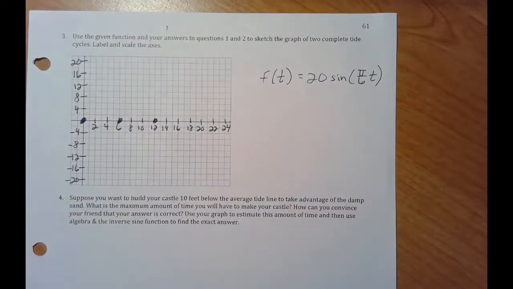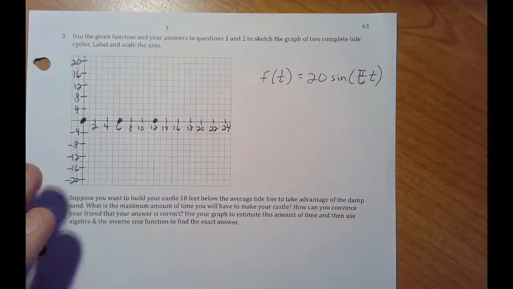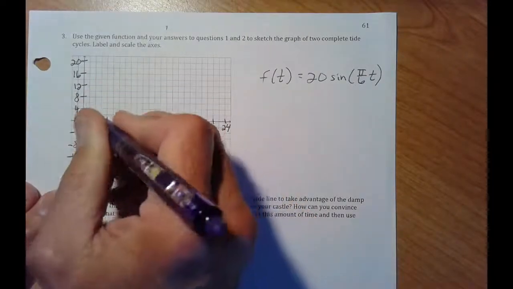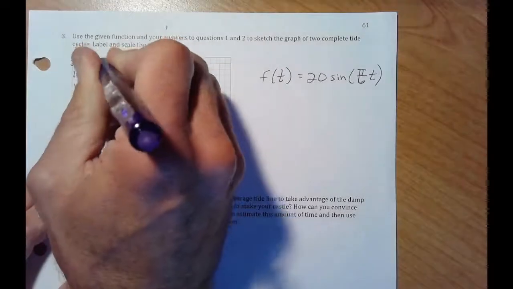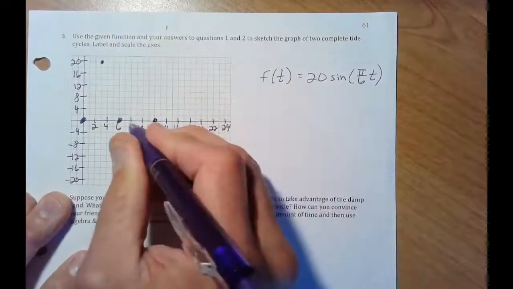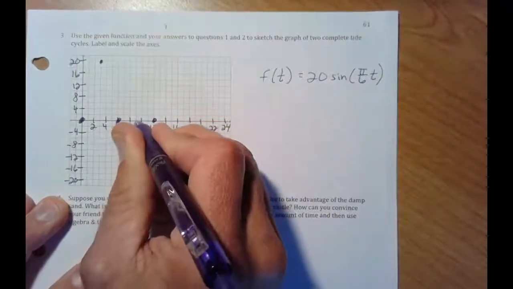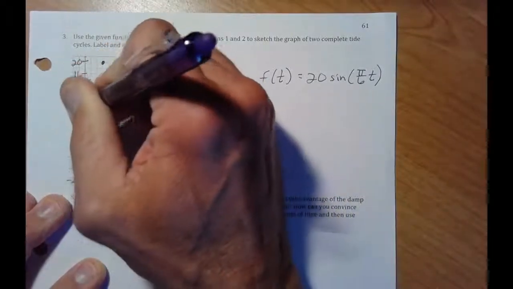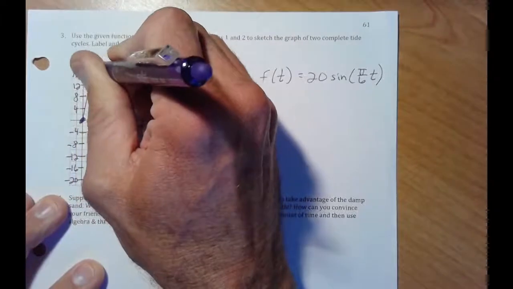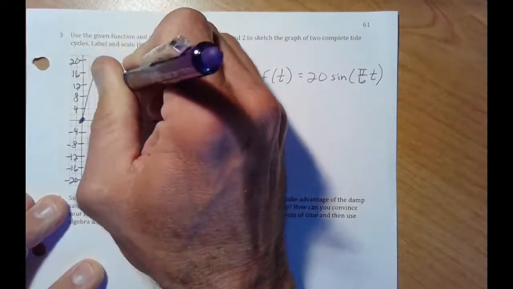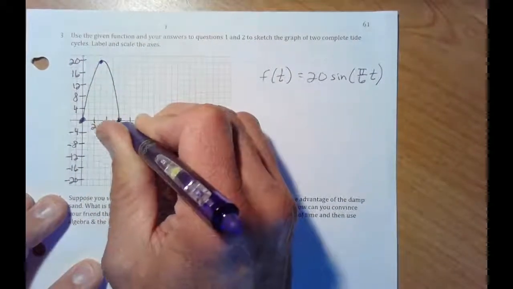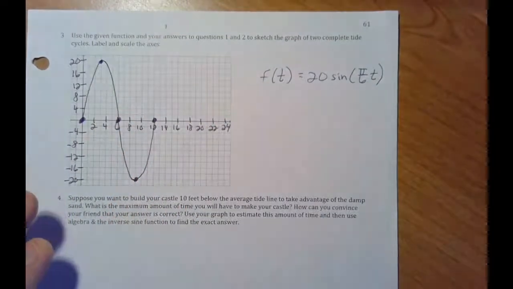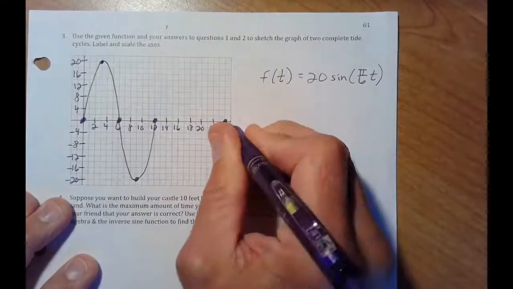In between, there's going to be a high tide. So the high tide is going to be between 0 and 6, which would be 3, and that was at 20, the amplitude. And then between 6 and 12, there is a middle value, 9, and that's going to be at -20. So this would be 1 cycle of that tide. So it would look like this. So there's 1 cycle.